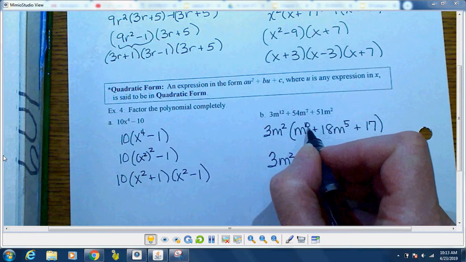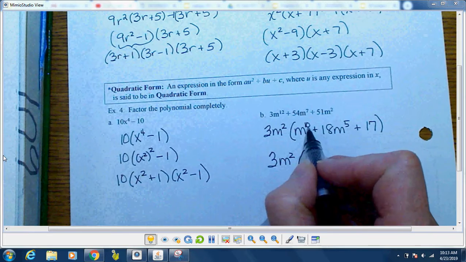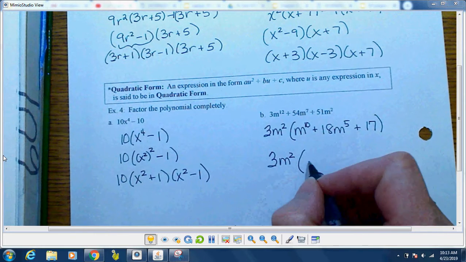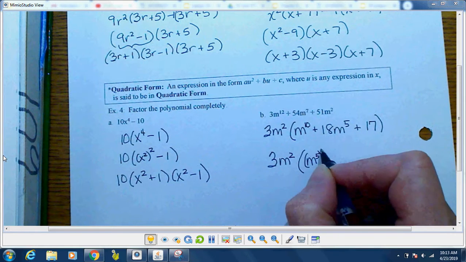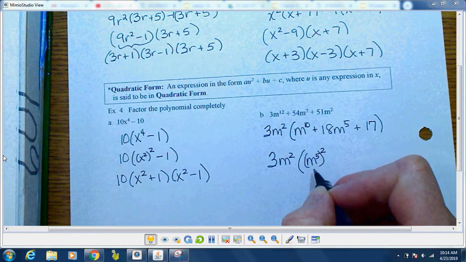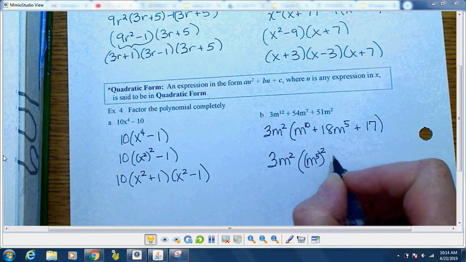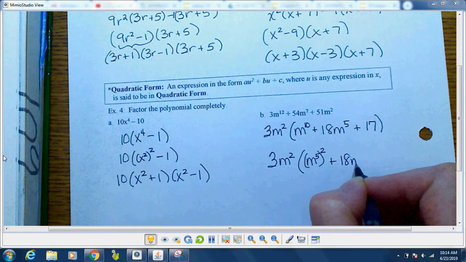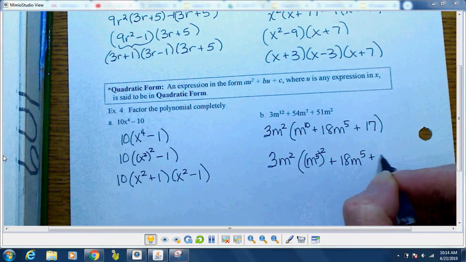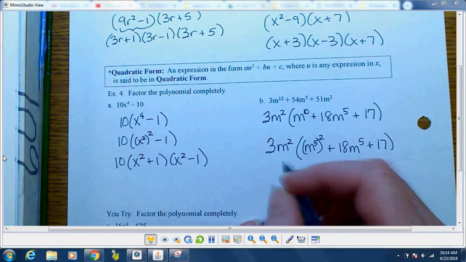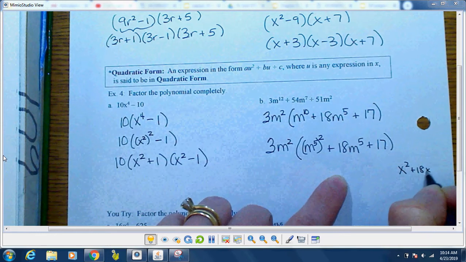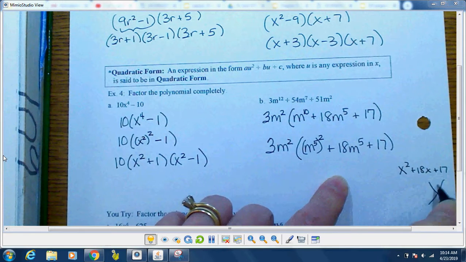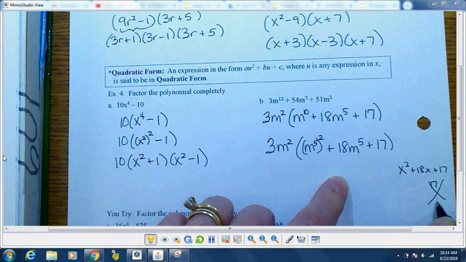This m to the 10th, notice I have a 10 and a 5 here. That's related. Think of this as m to the 5th squared. That gets me m to the 10th, and now I have an m to the 5th, plus 18 m's to the 5th, plus 17. So just think of it this way. What if I had x squared plus 18x plus 17? I'm looking for two numbers that multiply to 17 and add to 18. Well, they'd be 17 and 1.